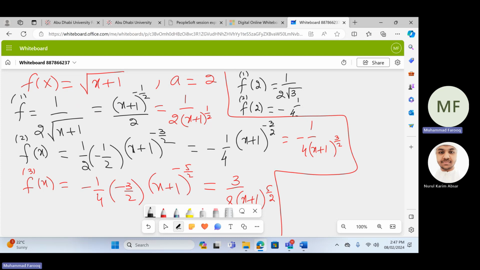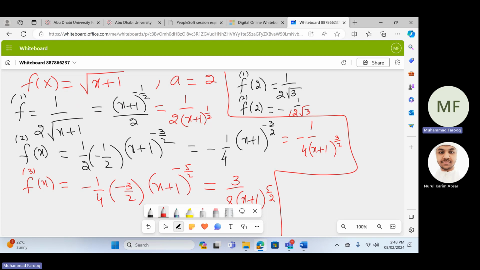3 power 3, 27. 27 has a square root. What is the square root of 27? Just simplify. I think 3 root 3. Yes or no? So 3 times 4, 12 root 3. This is the simplified form. 12 root 3. Yes or no?